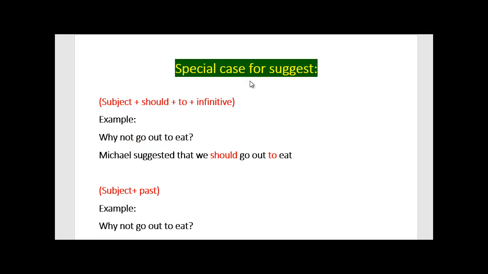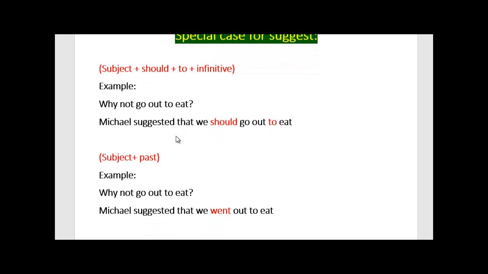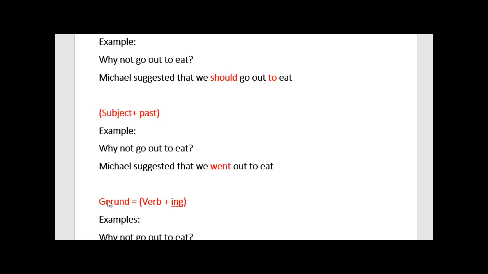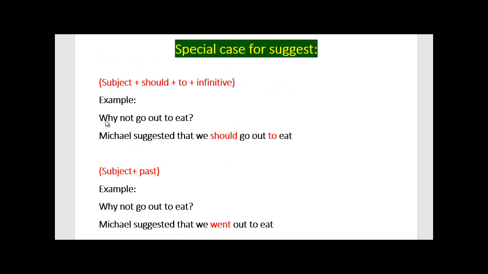Here's a special case for suggestions: subject plus should plus infinitive, and subject plus past, and gerund. Again, here's an example: "Why not go out to eat?" Here, someone is making a suggestion. So, "Michael suggested that we should go out to eat." So the subject, we should, and then go out to, and then the infinitive, eat, the verb.